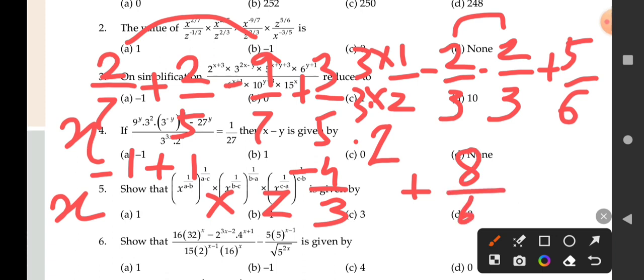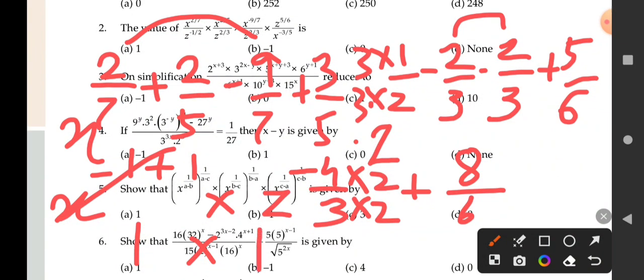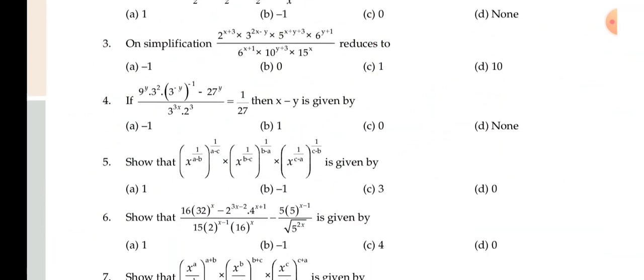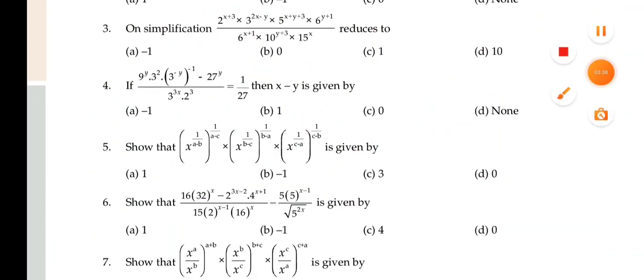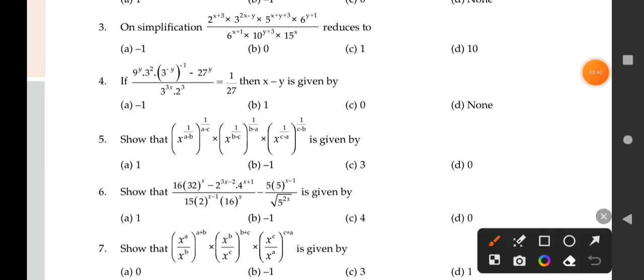Correct? Now this becomes x power 0 is 1 into, multiplied by 2 LCM. So minus 8 by 6 plus 8 by 6, again z power 0 is equal to 1. So 1 into 1 is 1. Option number A. Question number 3. Simplify. Okay, again this is simple.